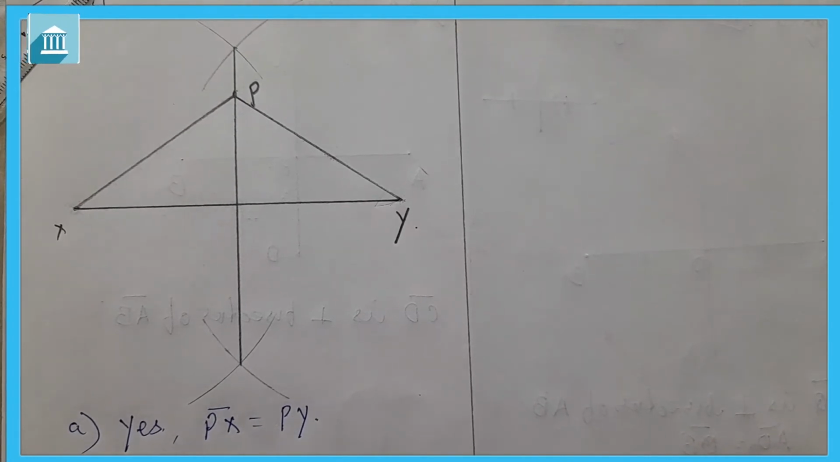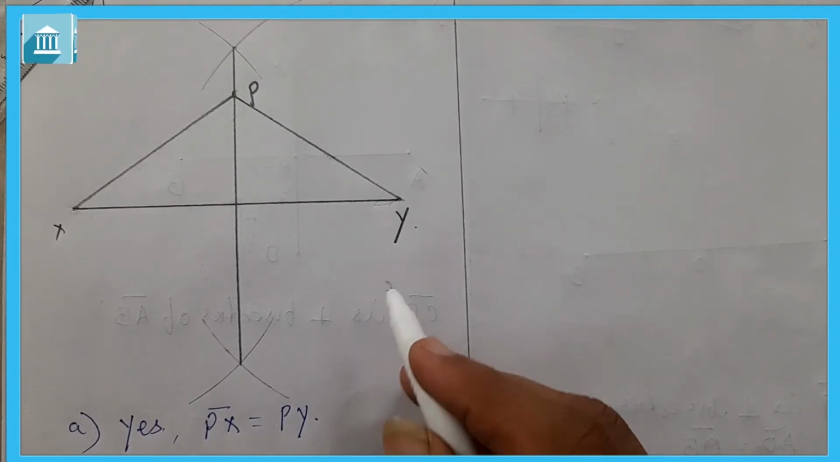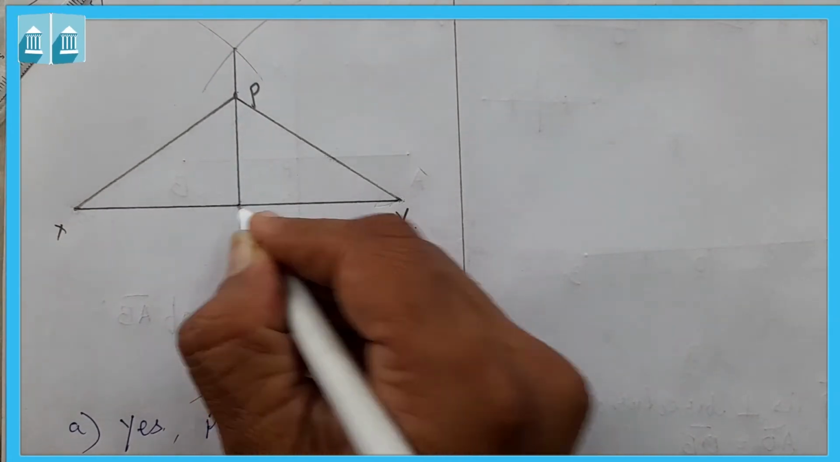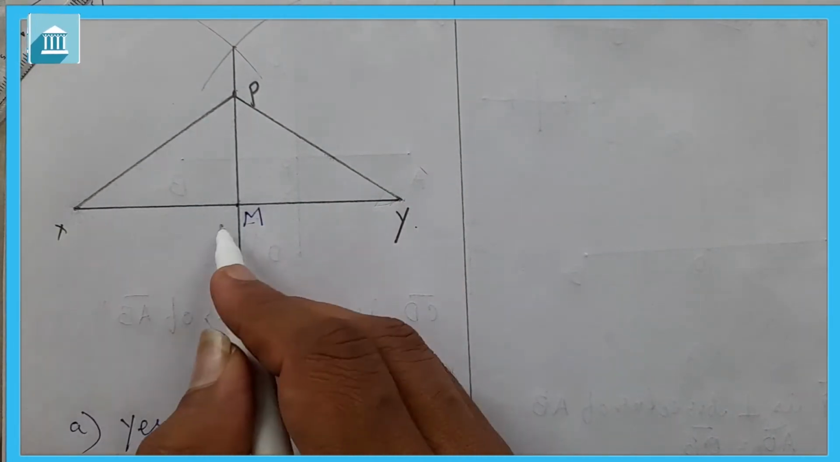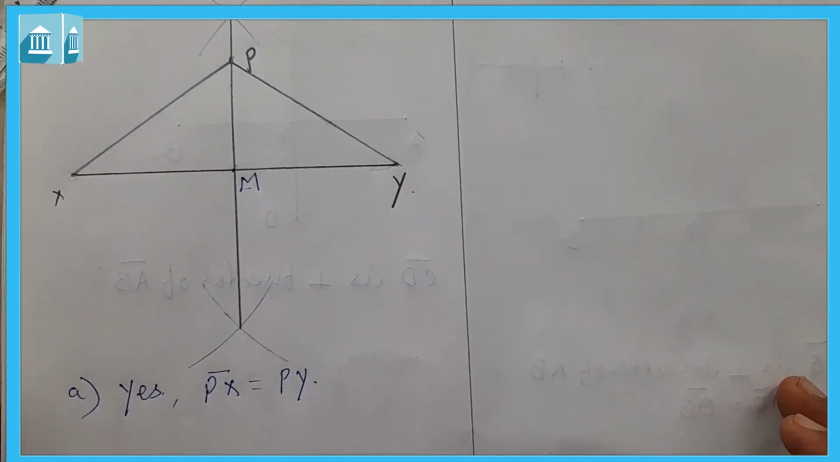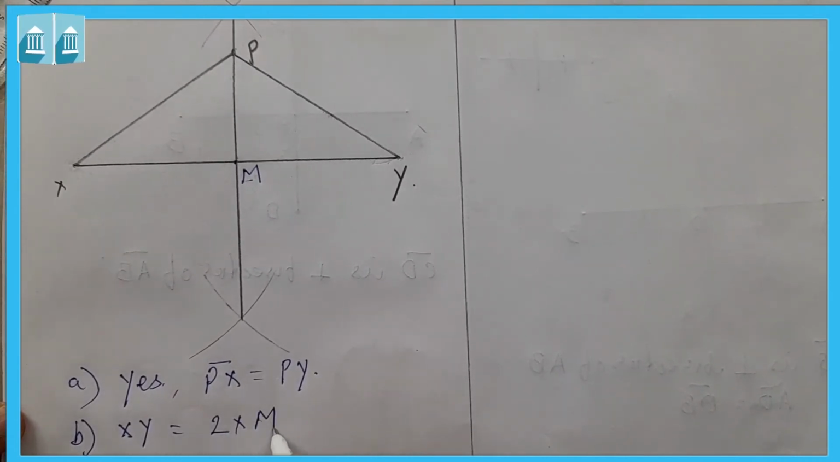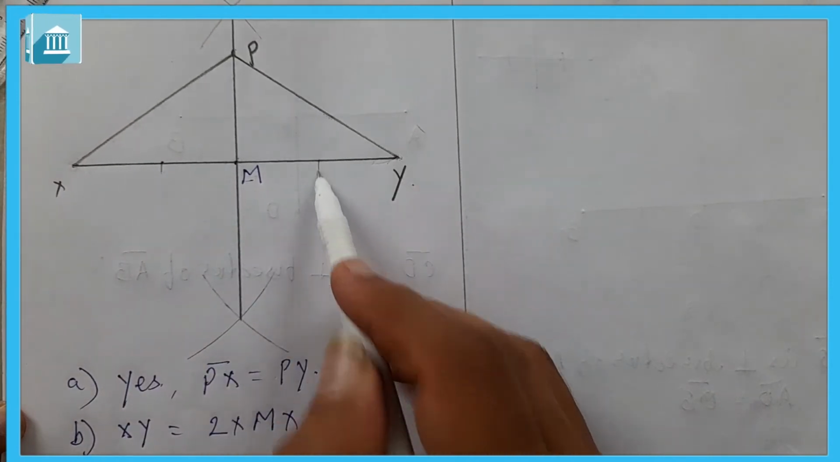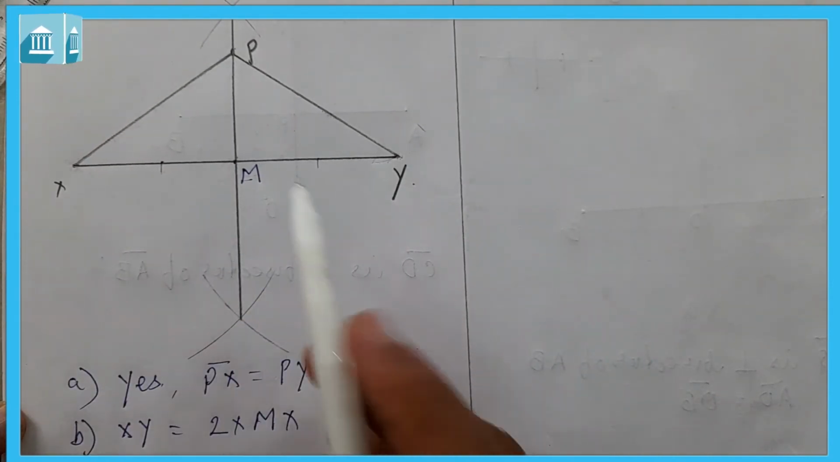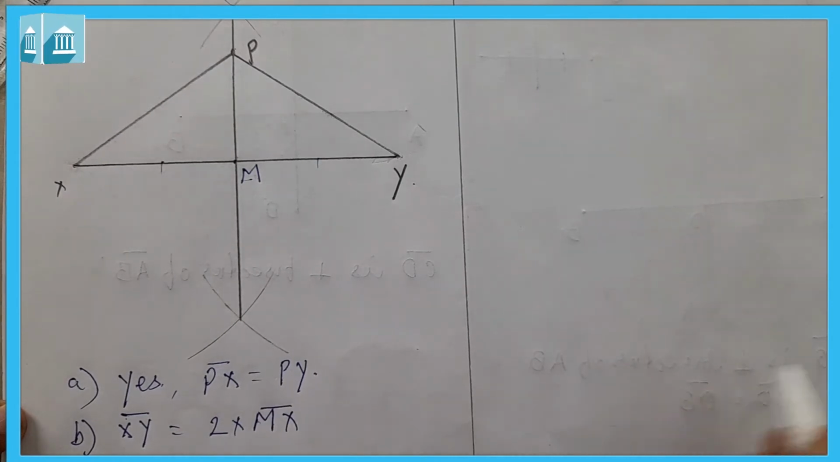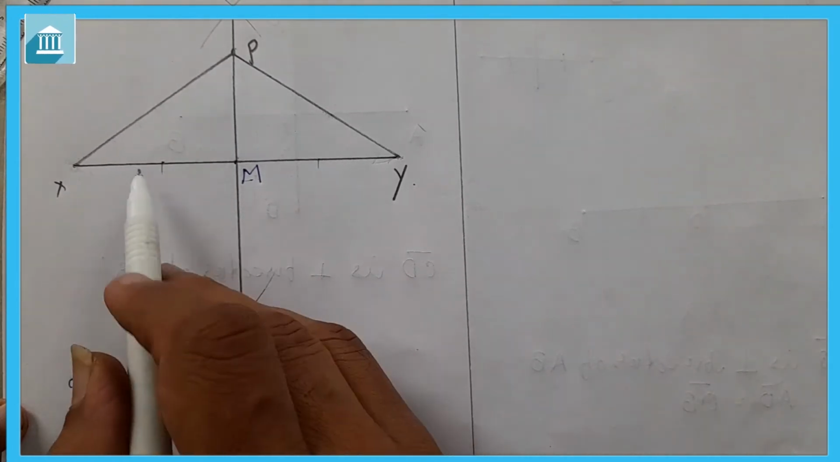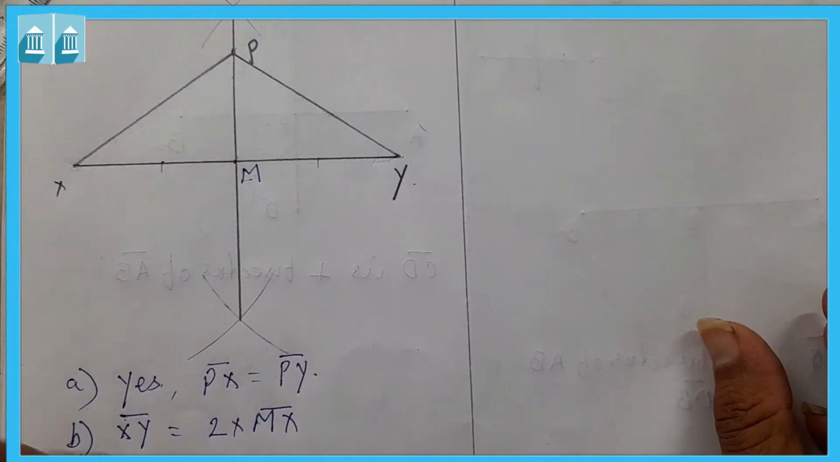Now in the same way, if M is the midpoint of XY, what can you say about the lengths MX and XY? If M is the midpoint, then XY is equal to twice of MX, because if it is a midpoint, these both are equal. So MX is equal to half of XY, that is, XY is twice of MX, meaning it will be double.